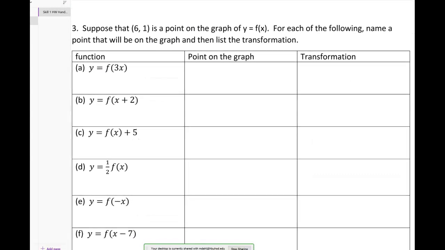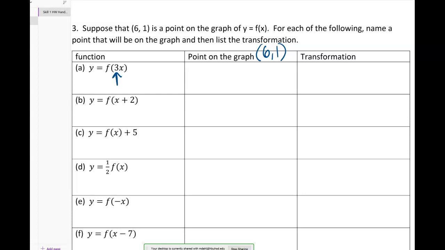The back side says you're going to suppose that the point (6, 1) is on some graph, whatever it's called, f of x, y equals f of x. So there's some graph, you don't know what it looks like, but you know that on that graph is the point (6, 1). So I'm just going to write it here, (6, 1), to remind myself. They want to know what the new point would be and what transformation occurred based on the adjustment they make in the function. So let's say the transformation first, because we've been talking about that a little more clearly.